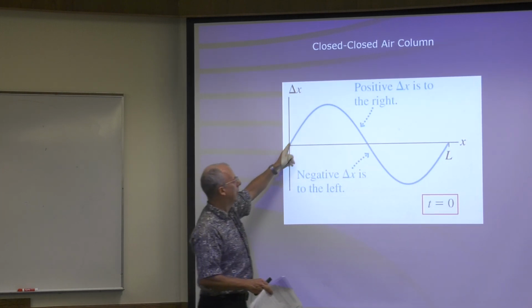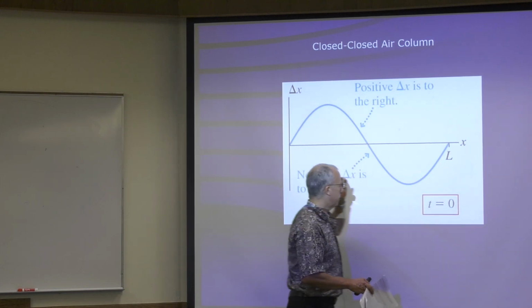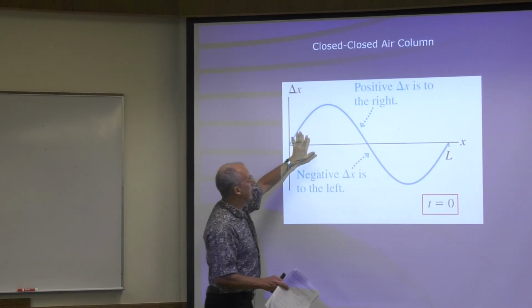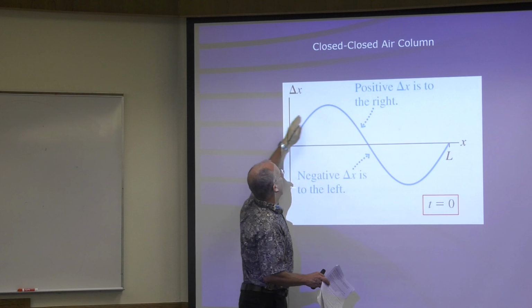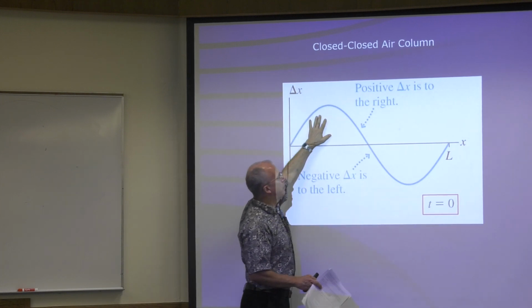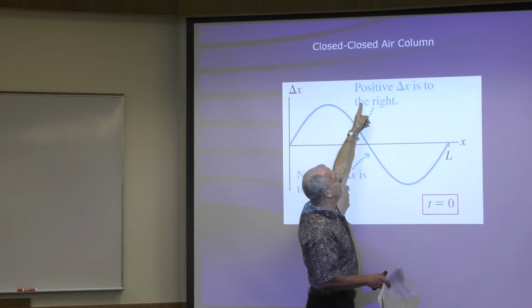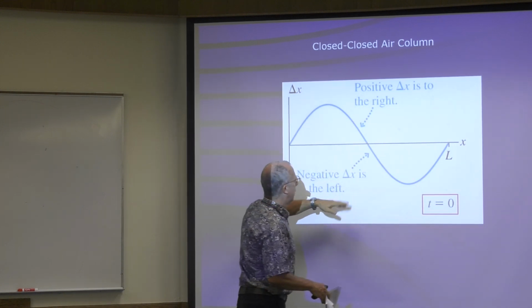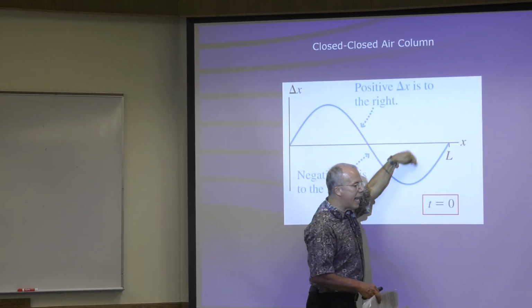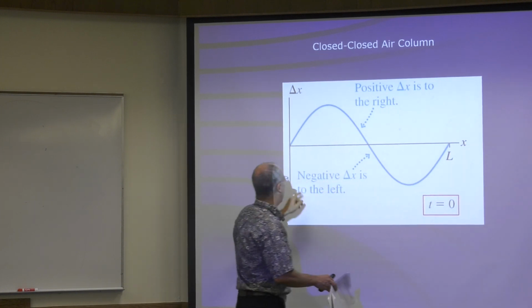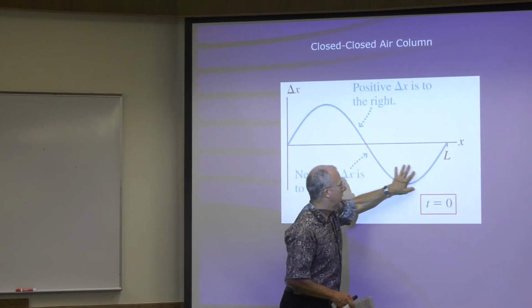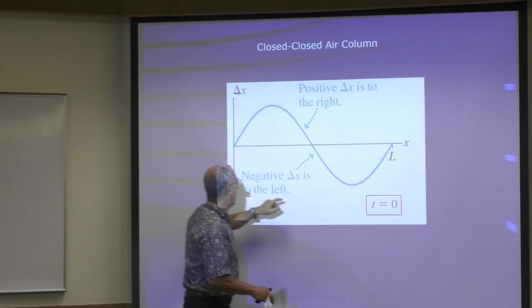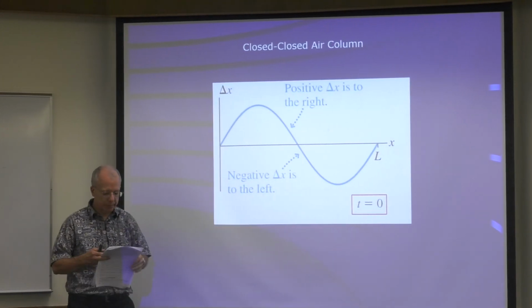So here's your sound wave. But what does it mean? It means that this part of the air has a positive displacement, so it's being pushed to the right. Positive delta x means the air is pushed to the right. Here it's negative, which we're saying is to the left, so this half of the air column is pushed to the left.